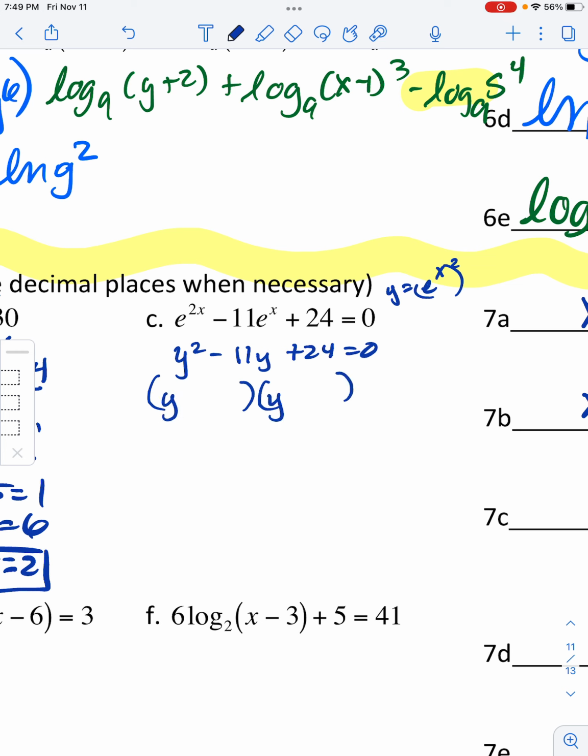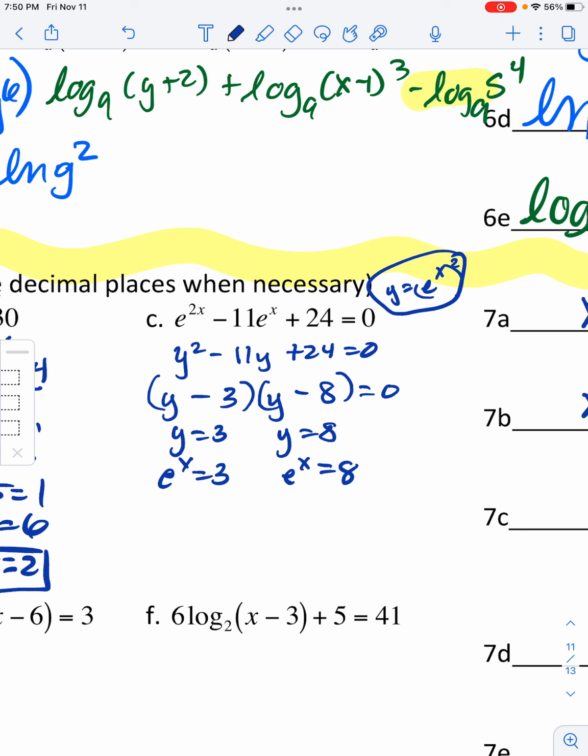And then you can go, oh, what makes 24 in a way that adds up to 11? I think 8 and 3. To get -11, they both need to be negatives. And so then I let that equal 0. I know that y would have to be 3 or 8, but I let y represent e to the x. So that really means e to the x has to be 3 and e to the x has to be 8. So I'll do ln 3 equals x, ln 8 equals x.